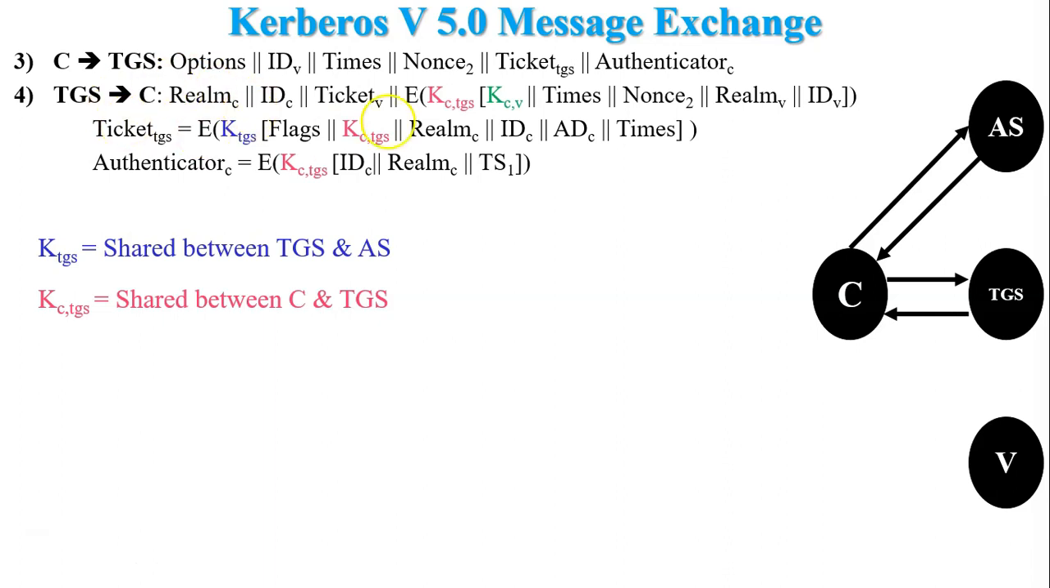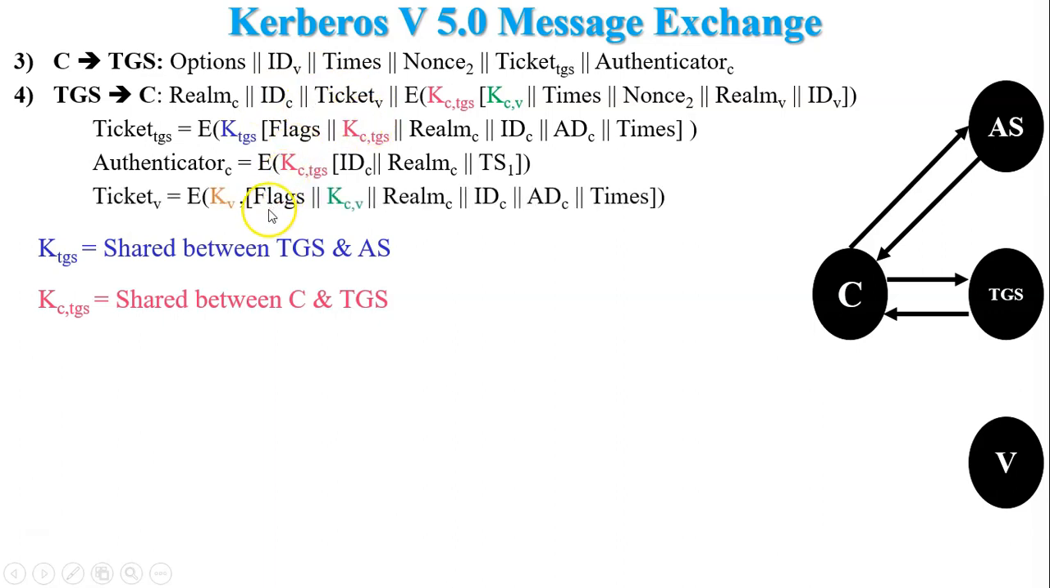In that reply message, there are 4 fields: realm-C, IDC, ticket V and one encrypted portion. Here realm-C and IDC were already shared by the client. The third portion of the reply message is ticket V. Ticket V is in encrypted form. It is encrypted using the key KV. Key KV is shared between server V and the ticket granting server. So the client cannot decrypt that ticket V.